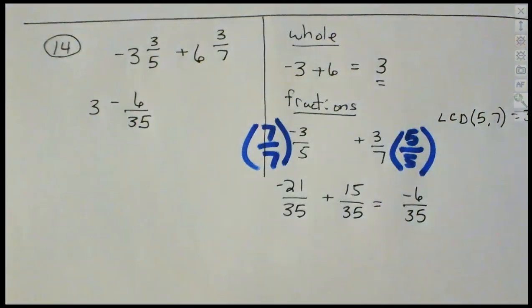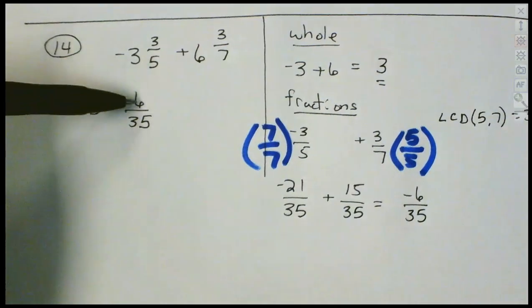Okay, so I'll give you a moment to digest what we did. So what did we do? We took the whole parts and we put those together. Then we did the fractions over to the side. We did those together. Now we need to get our answer as a mixed fraction.